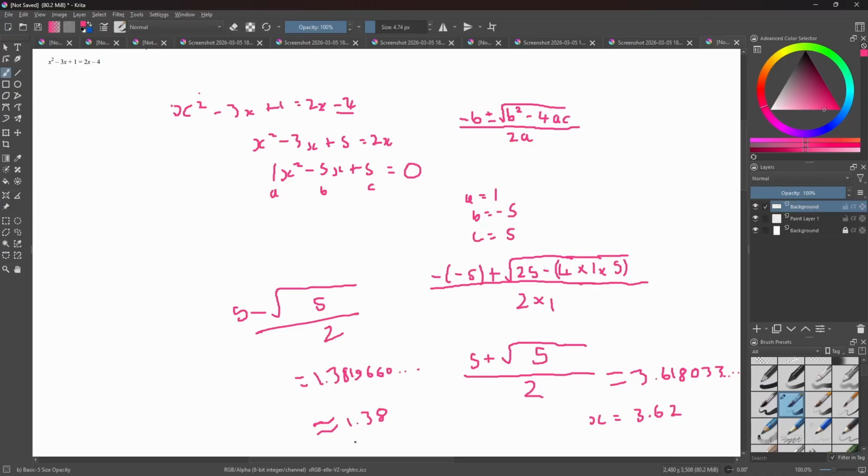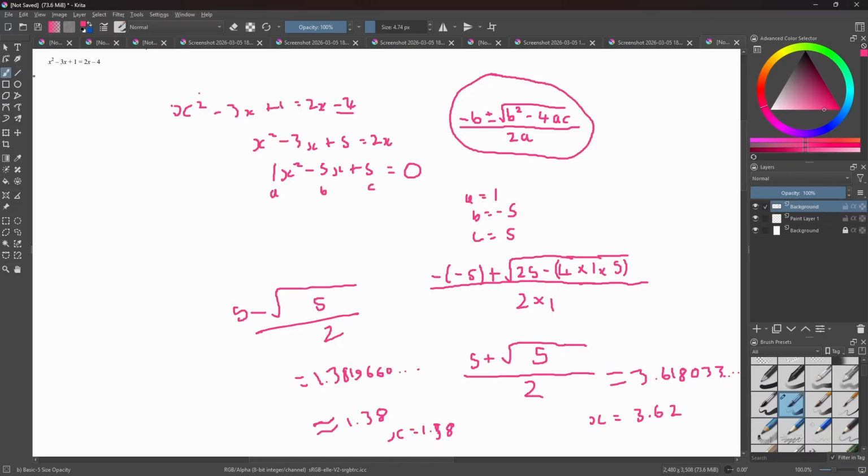So we have x equals 1.338 and x equals 3.62. Now the quadratic formula is used when you can't factorize nicely or it's horrible. There's another way to do it as well, but just try and get your head around this quadratic formula and try some other questions on that if you would like to, because that can help you out.